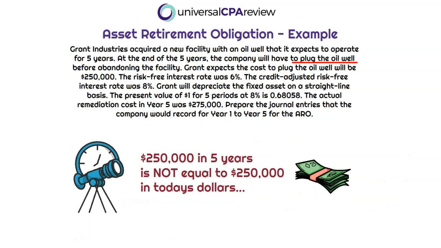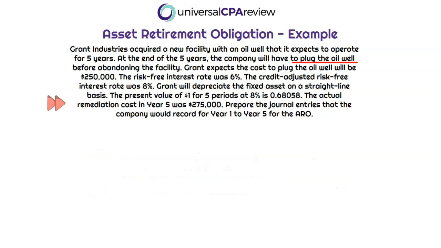If you've already gone through time value of money, you know that $250,000 of cash 5 years from now is not the same level of cash in today's present value terms. The question then gives us some information about the risk-free rate and the credit-adjusted risk-free rate. We'll go through those. It also says that the company will depreciate the fixed asset on a straight line basis. It then tells us the present value factor to use for 5 years at 8%, and that the actual remediation cost in year 5 was $275,000.